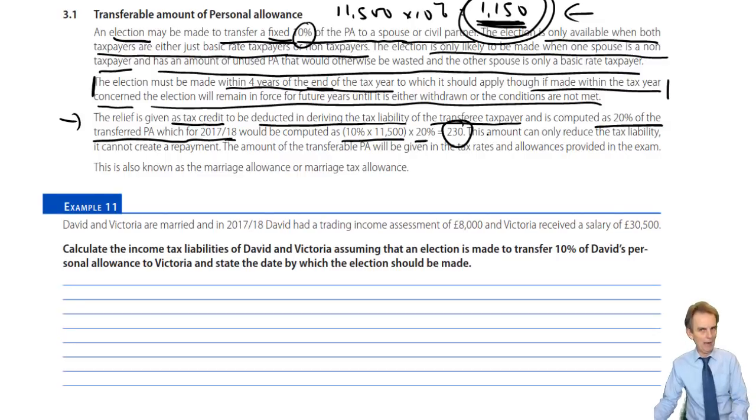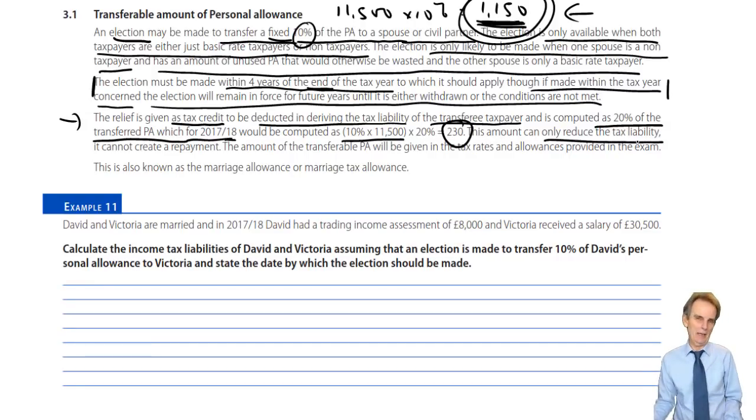So the transferee spouse does not get a higher personal allowance. Instead, they get a reduction in deriving their tax liability equal to £230. This fixed transfer amount of 1,150 taken at 20% is £230 as a tax credit. What do you do with it? It obviously will only reduce the tax liability. It can't create a repayment.